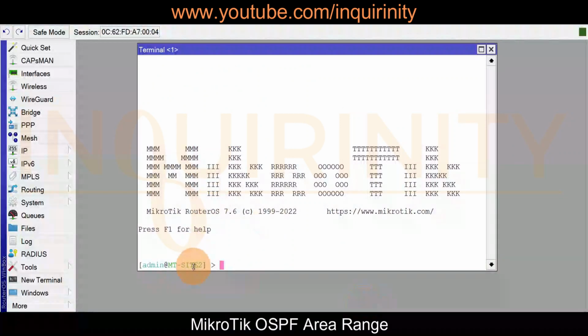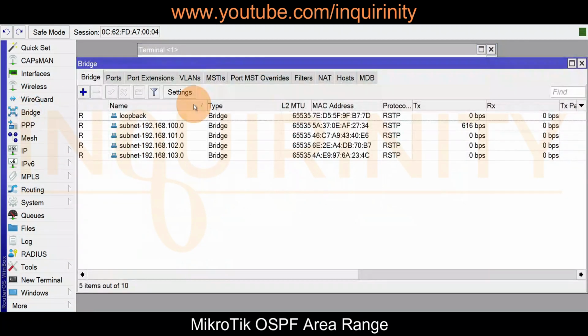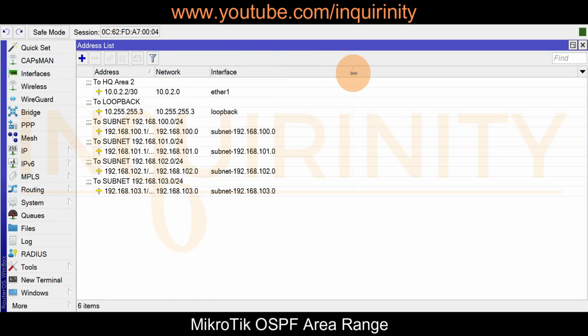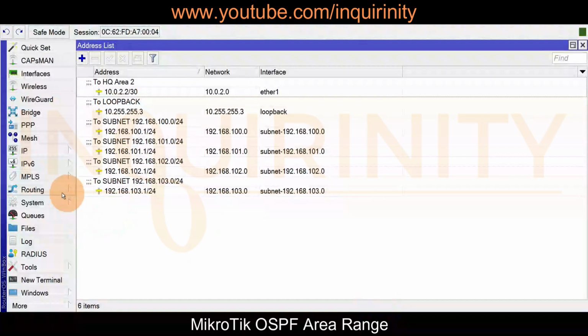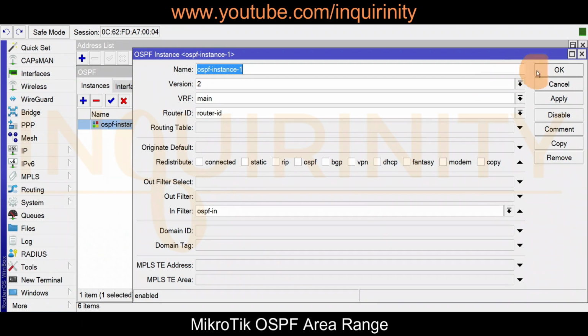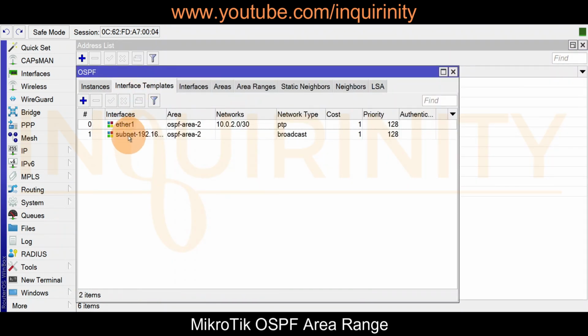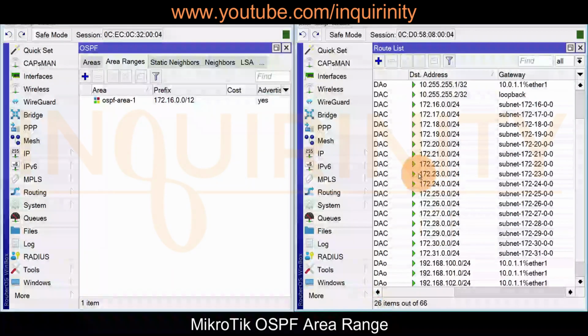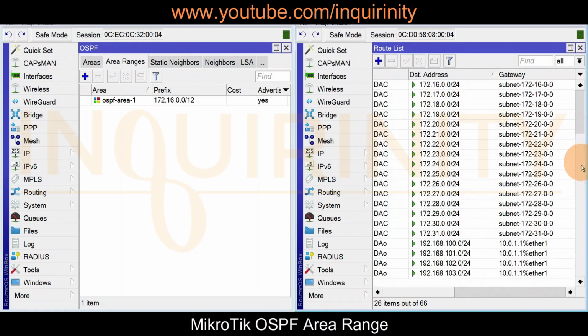So in our Site 2 router, we go quickly. We have a bridge for the 4 subnets. We have the IP addresses for the 4 subnets as well. And then if we go to routing OSPF, just remove the connected from the interface template. So we added the 4 subnets here. On your left is Site 1, and as you notice, if we go to IP routes, we now have the 4 subnets learned via OSPF.